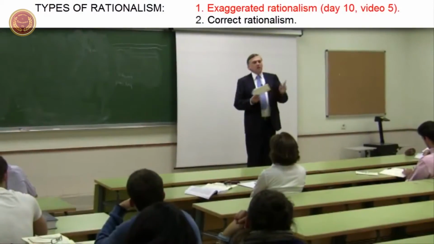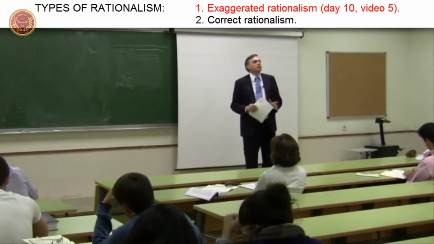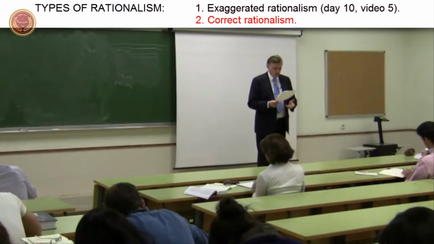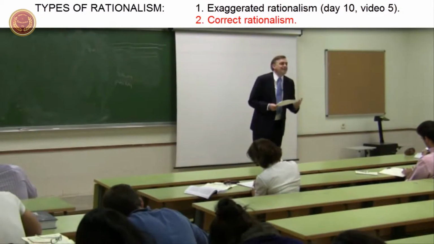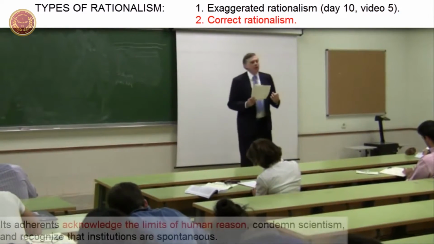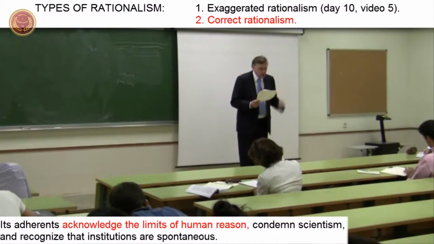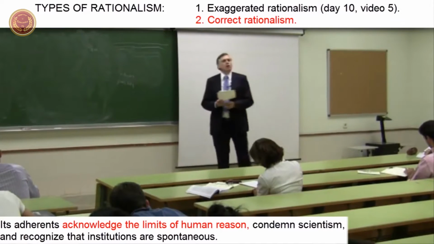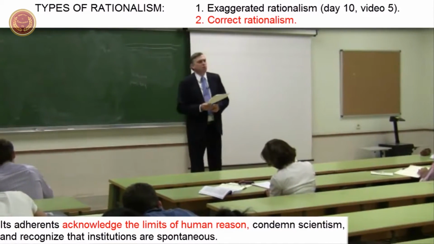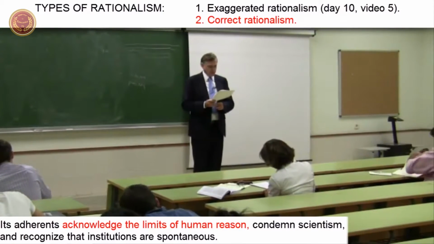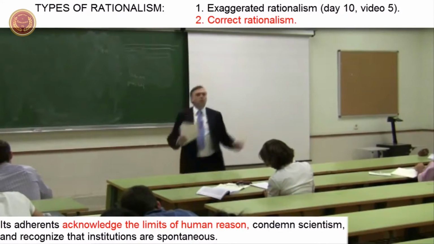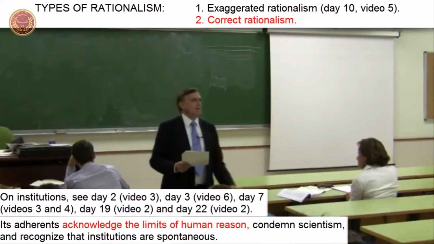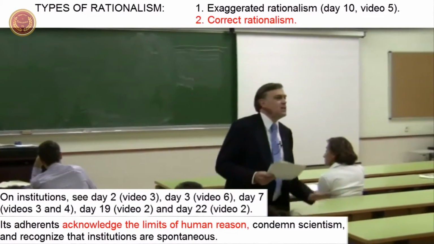In contrast with exaggerated rationalism, let's consider another rationalism, which we will call true or correct rationalism. This is a humble rationalism. Above all, its adherents acknowledge the actual limits of human reason, and they condemn scientificism, scientism, positivism. Adherents of this rationalism recognize that human beings benefit from and rely on innumerable institutions, which have not been deliberately created, but instead have spontaneously emerged.